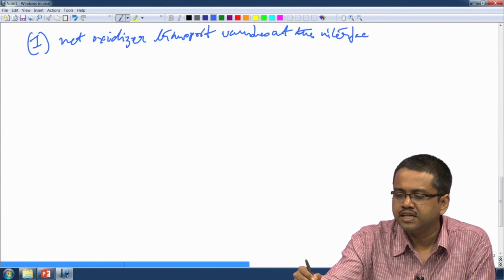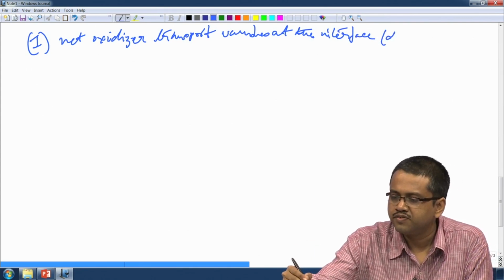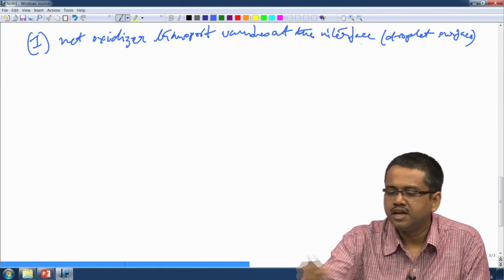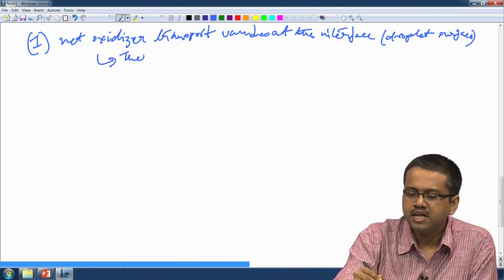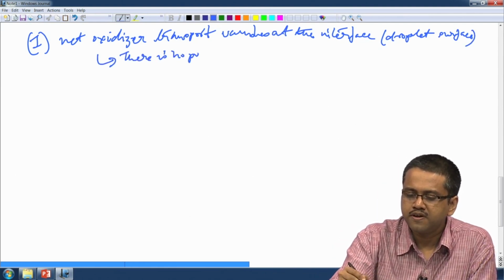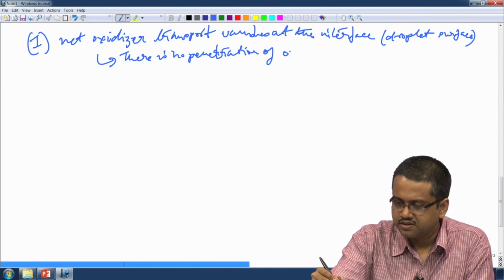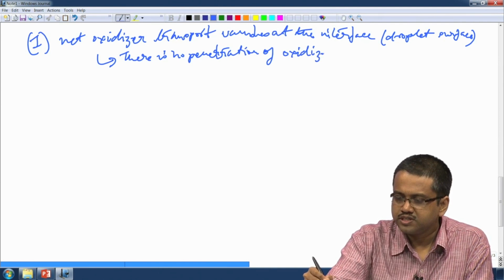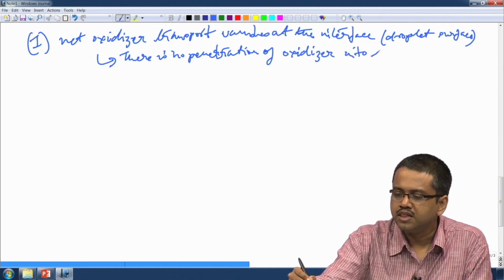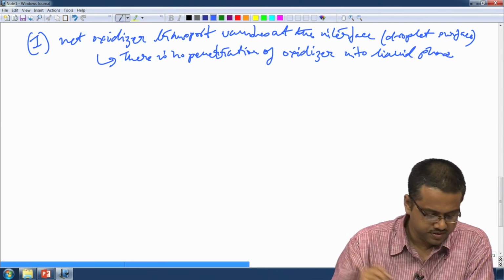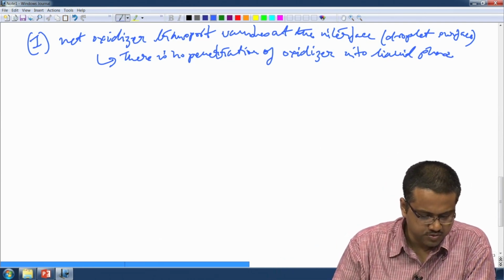The interface is basically the liquid, that is the droplet surface. There is no penetration of oxidizer into the liquid phase, got it, okay. So, that is the first thing that we should know.